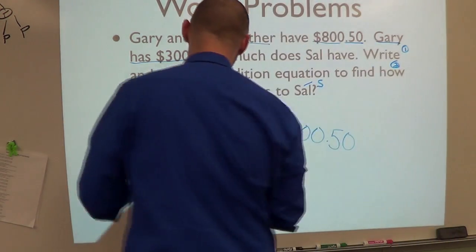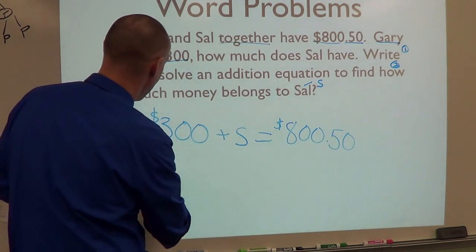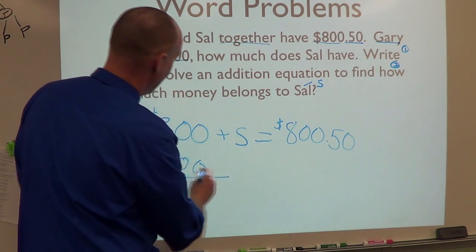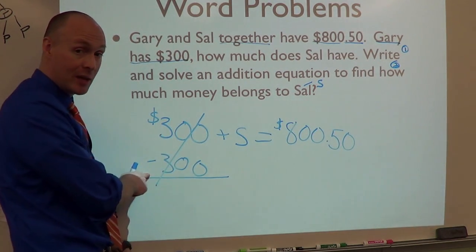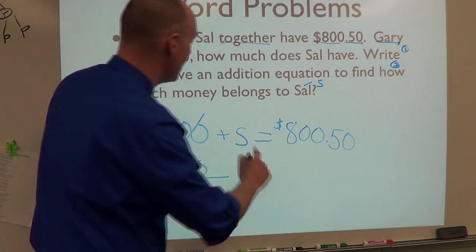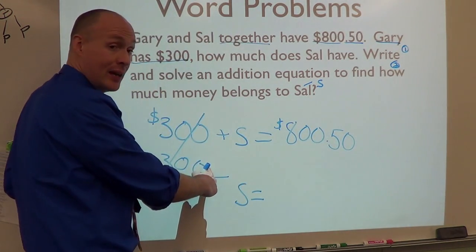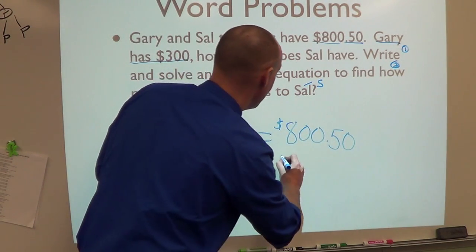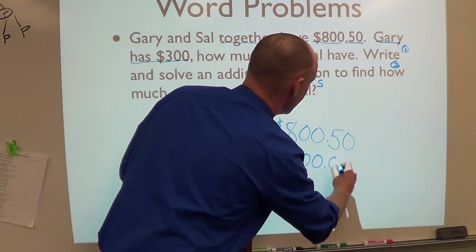In order to do that, we've got to take away 300 from this side. Minus 300. They cancel each other out. Plus 300 minus 300 cancels out. We're left with S equals, if we took 300 away from here, we've got to take 300 away from here. Minus 300.